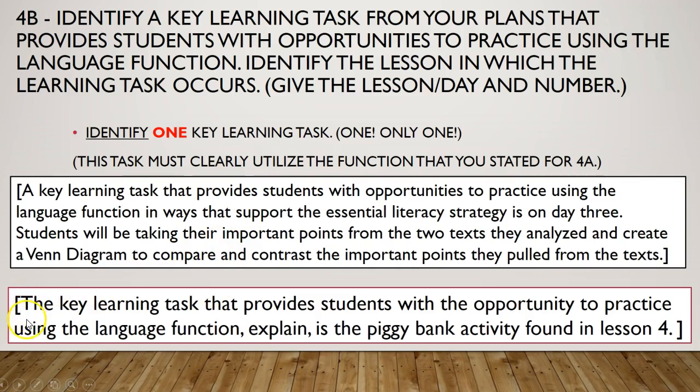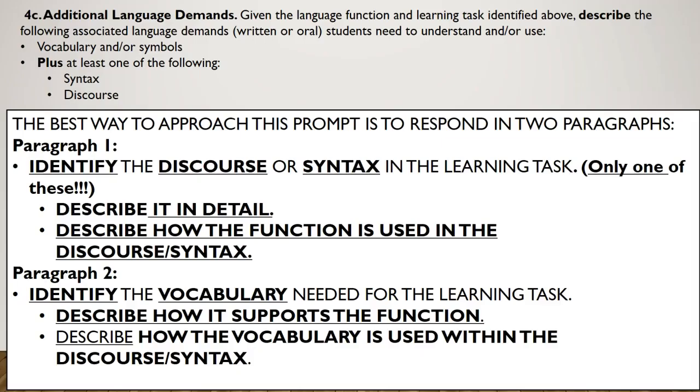And here's another example. The key learning task that provides students with the opportunity to practice using the language function, explain, is the piggy bank activity found in lesson 4. Now this is really well written because it says the key learning task gives them opportunity to practice the language function, which is exactly from the prompt, opportunities to practice using the language function, and it tells what the activity is, found in lesson 4. Perfect.